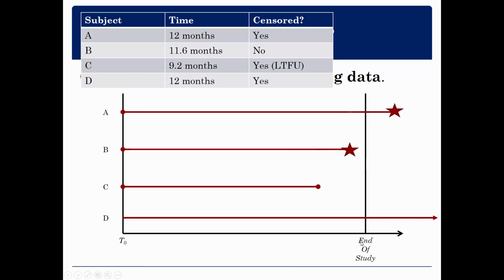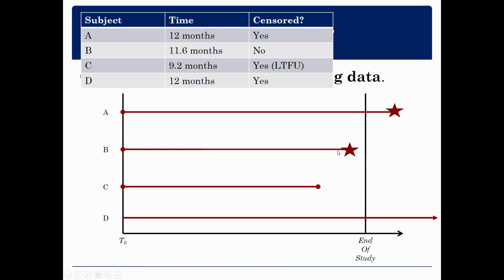So for patient A, we were able to observe them the full length of the study period without them dying. So what they're contributing to our information is 12 months of survival, and then they're censored. We did not observe the event, even though, notice, they did actually die, but it was after the study ended, after the period of observation. So we can't incorporate that information into our data set because very often we don't know what happened.